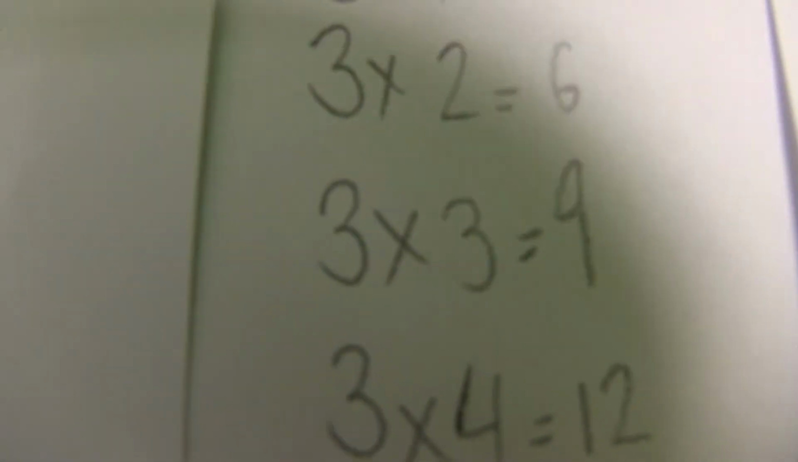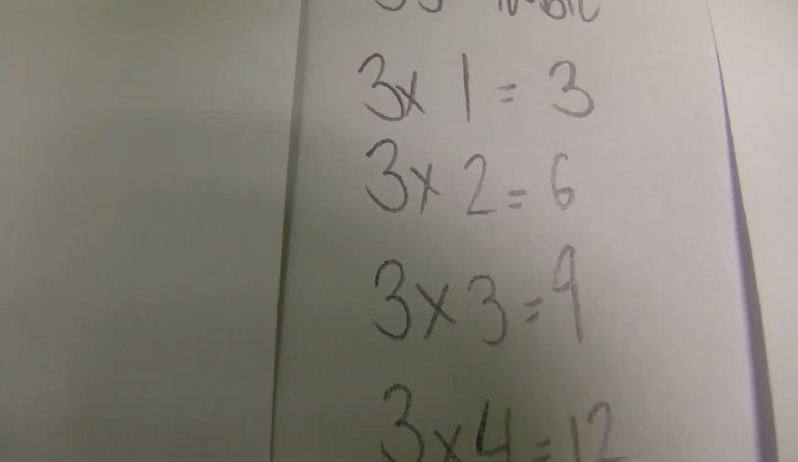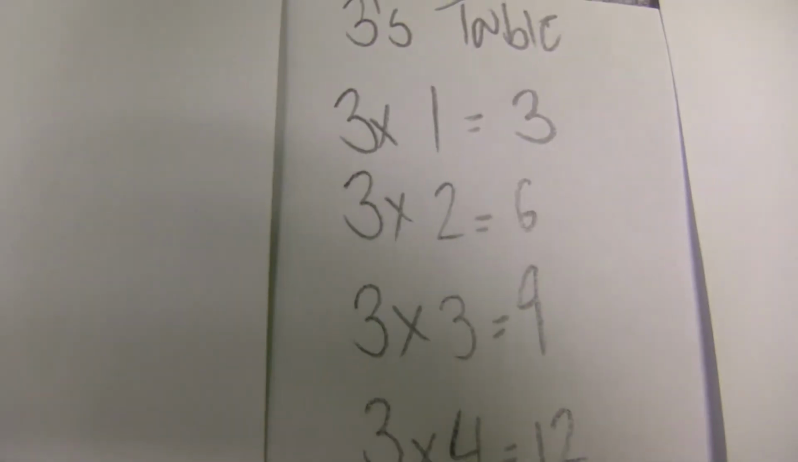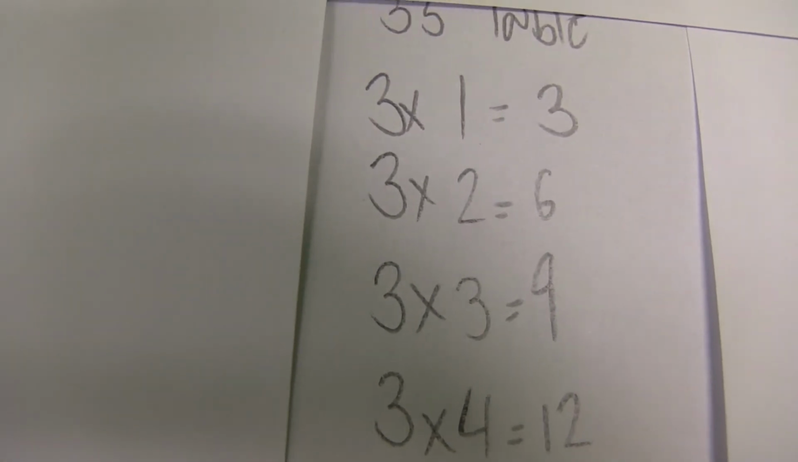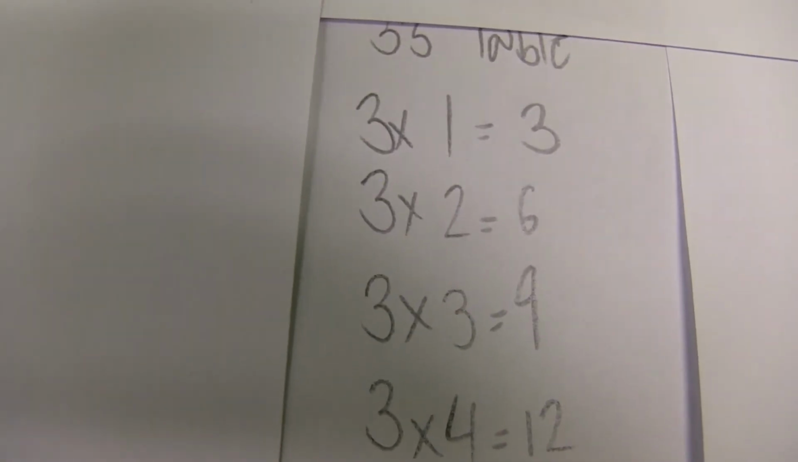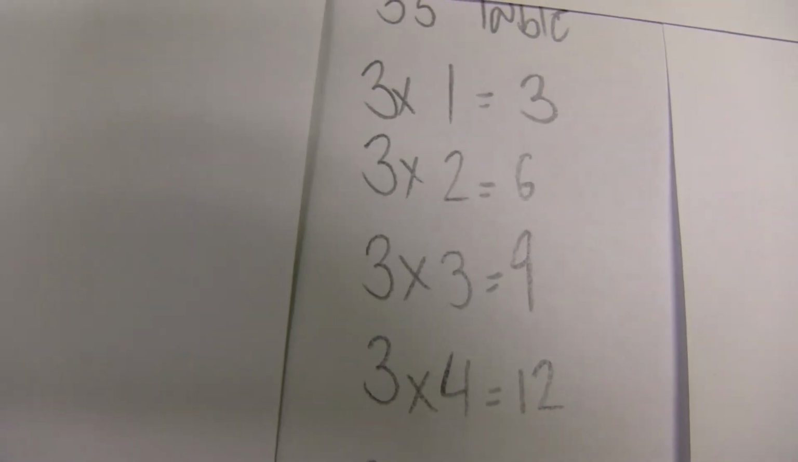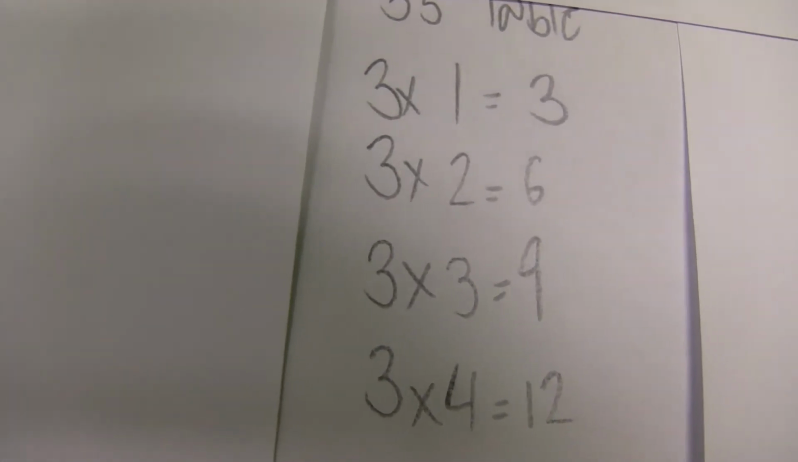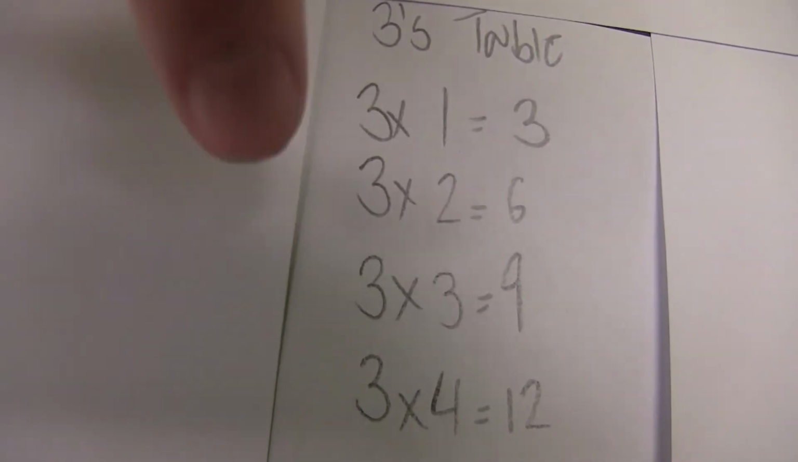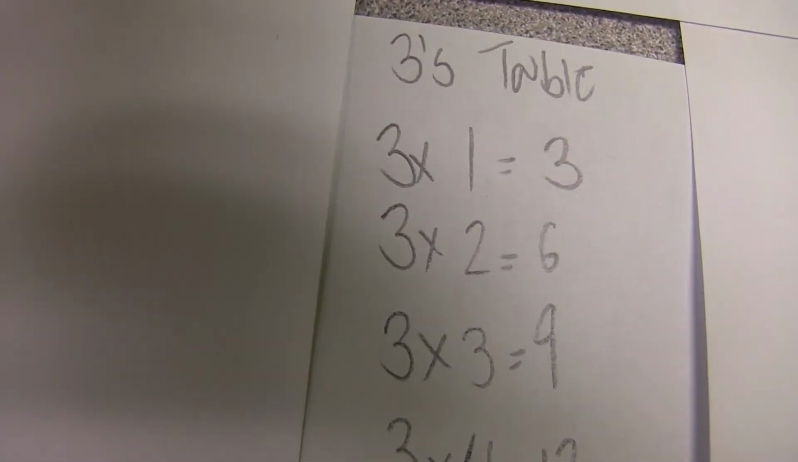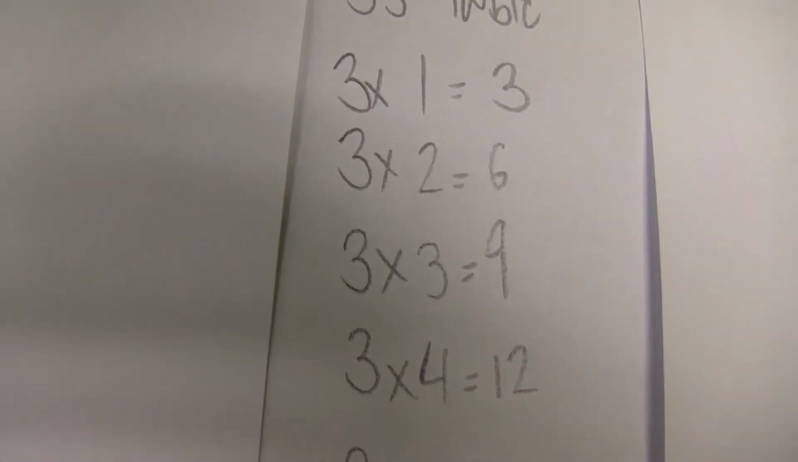Now it gets a little bit harder. Travis, explain 3 times 3. Alright, so 3 times 3 is basically adding 3 three times. So if I have 3 rows of 3 cookies, then I have 9. Because when I count them, 1, 2, 3, and 1, 2, 3, 1, 2, 3, I have 9.